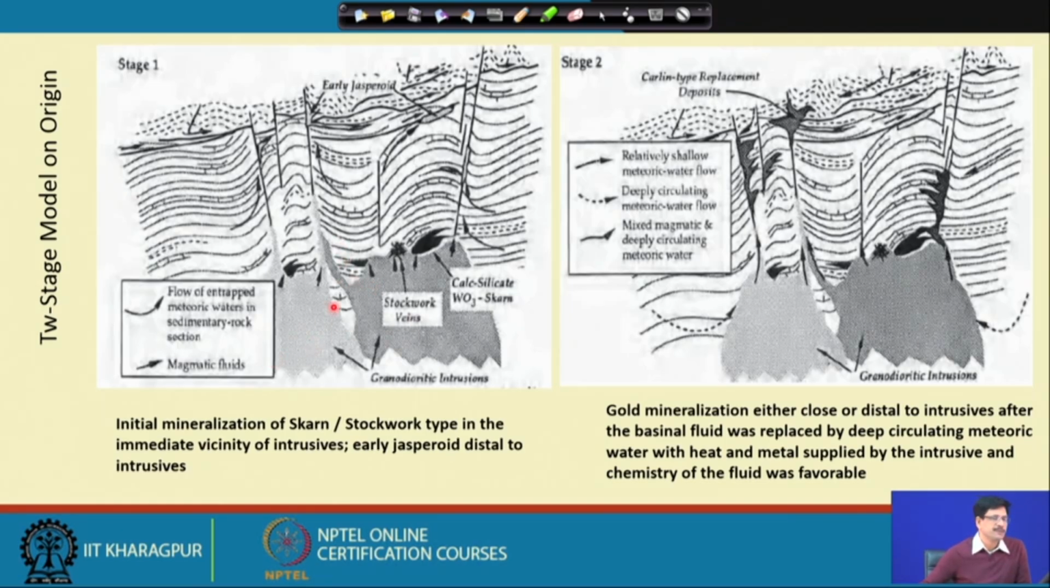So, the initial mineralization was more of a skarn stockwork type in the immediate vicinity of the intrusives, and with later progress into the later stages, the distal Carlin type replacement deposits started to form in these regions, which were very much structurally controlled, and these are close to or distal to the intrusives after the basinal fluid was replaced by deep circulating meteoric water.